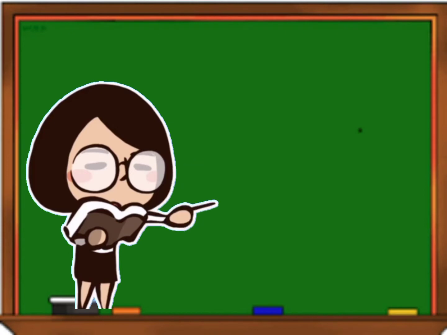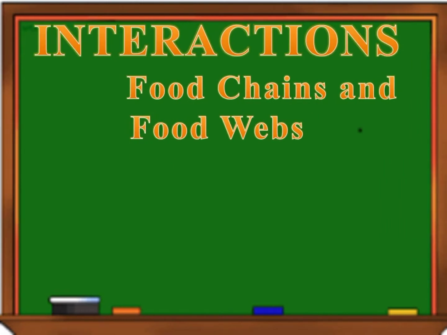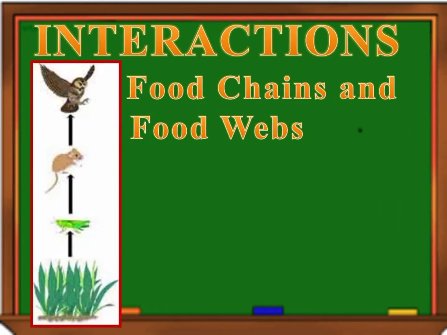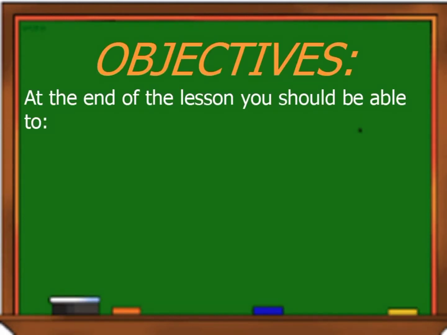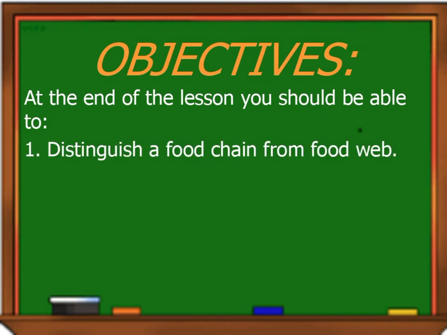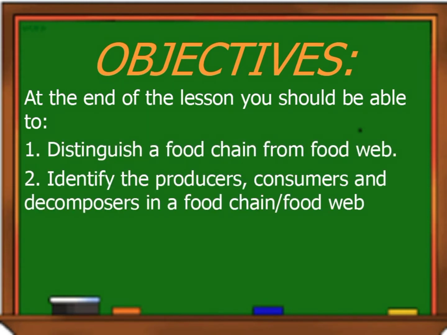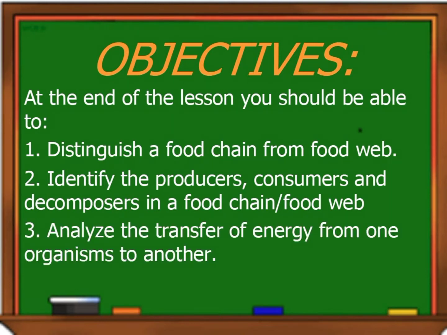So class, do you have any idea now on what is our lesson for today? Very good. So for today, our lesson is all about the interactions which focus on the food chain and the food web. And our objectives, at the end of the lesson, you should be able to, number 1, distinguish a food chain from a food web. Second, identify the producers, consumers, and decomposers in a food chain and a food web. And number 3, analyze the transfer of energy from one organism to another.